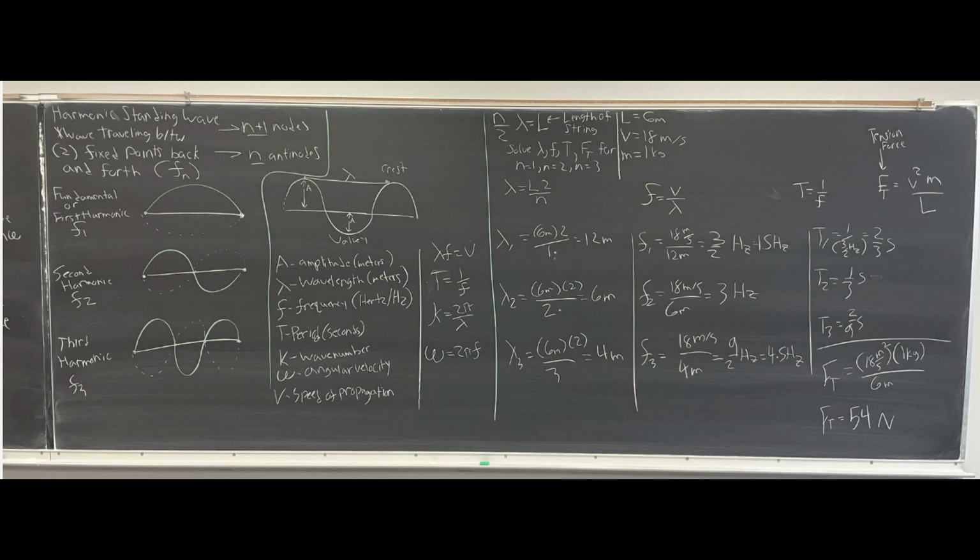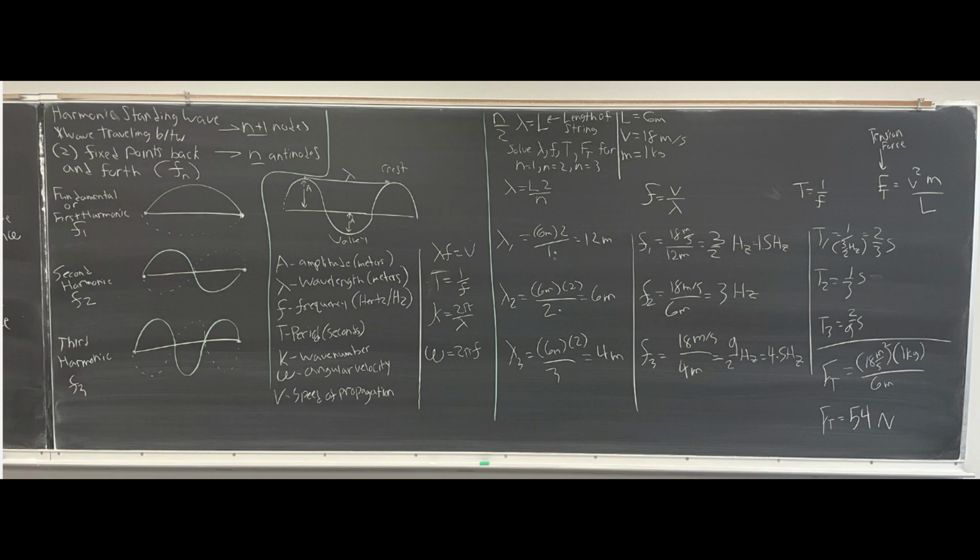Some relationships are that wavelength times frequency equals the speed of propagation. Lambda times F equals V. The period T, capital T, is just 1 over the frequency. In other words, period times frequency always equals 1. The wave number K equals 2 pi divided by lambda. The angular velocity omega equals 2 pi times the frequency.